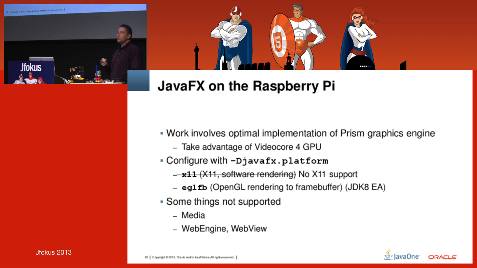A couple of things that aren't supported in the early access version of JavaFX on the Raspberry Pi. One is media. That's something we are working on, so that may well make it into the final build. Web engine and web view, so that you can render HTML content as part of your JavaFX application. That's not supported either at the moment. I suspect that will be something we won't support for embedded JavaFX, just because, again, it's not something that will be targeted at those types of applications.